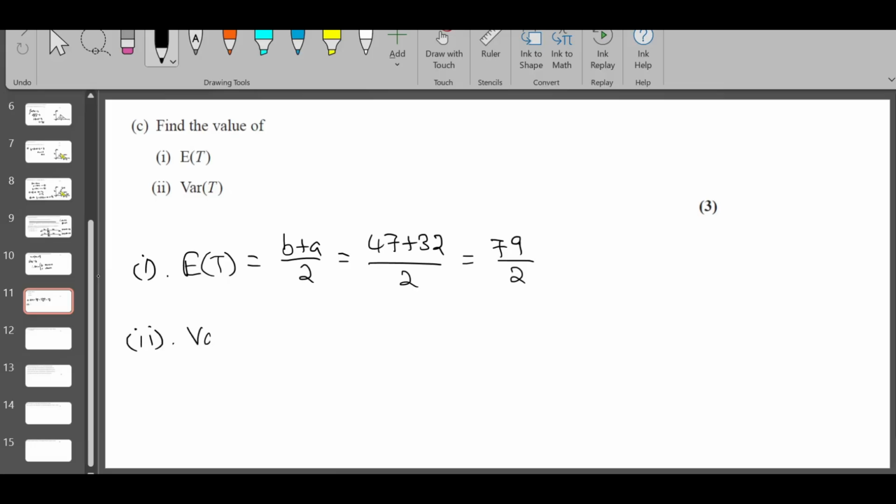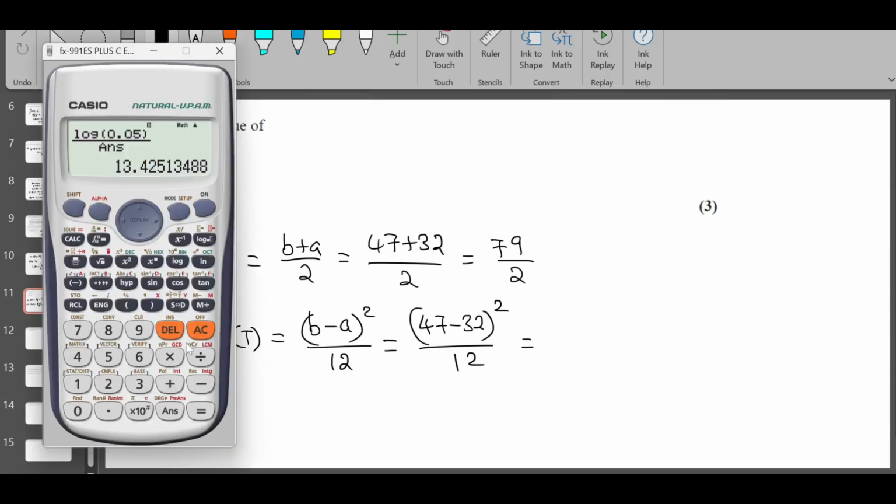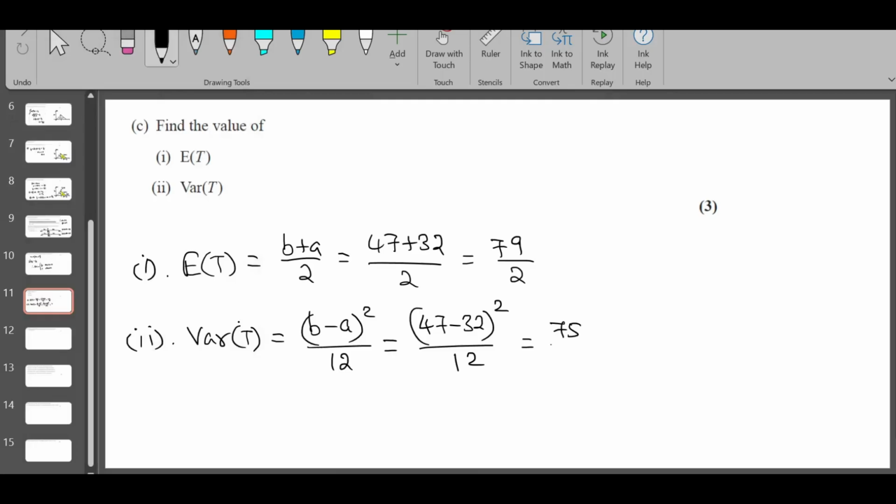There is another formula for the variance of x. It's b minus a, whole square, over 12. This formula is also given in the data booklet. So 47 minus 32 whole square over 12 is 75 over 4. That is the answer. Just a 3-mark question. Now the next one.